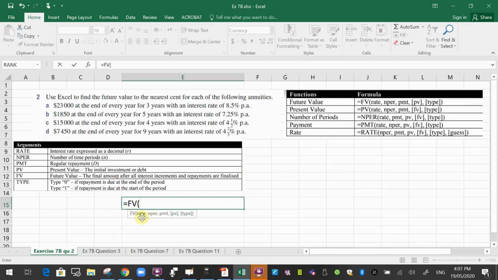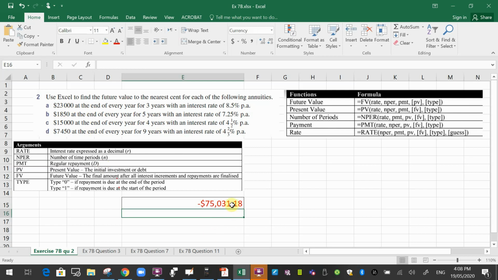So then we put the bracket, and the first thing it's asking us for is the rate. And the rate is the percentage. So we can either put it as a decimal or a percent. I'll do it as a percent. And then NPER is the number of time periods. And for us, it looks like that's 3. PMT is the regular payments. That was D from our formula from the other day. And the regular payment is 23,000. And that is all the information we have. So we'll just leave it at that, close the bracket, and press enter.